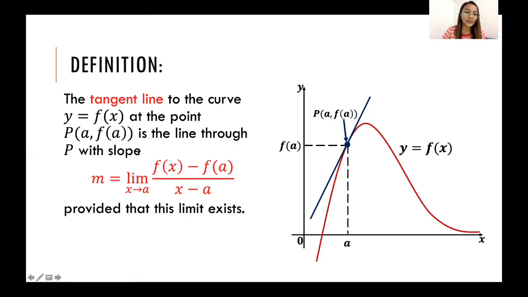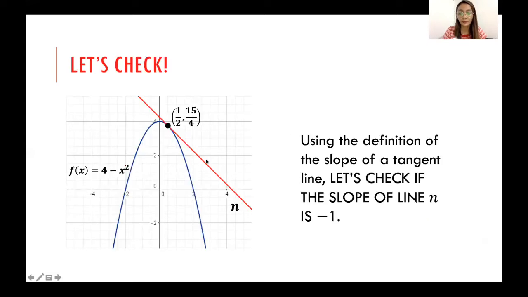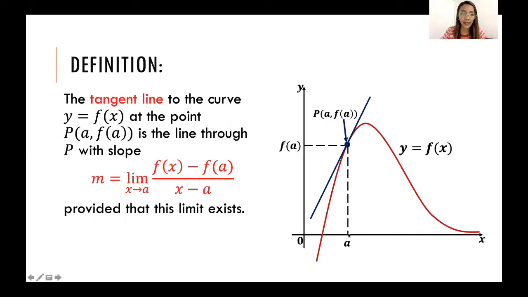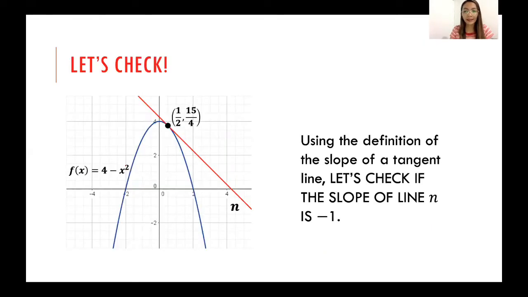Okay, so we have this definition, m is equal to the limit of f of x minus f of A over x minus A as x approaches A. So this is f of A, and this one is A. Point A and f of A, there it is. This is the definition, or formula, that we will use. This is the definition for the tangent line of a function. Let's try to solve if the slope is really -1.